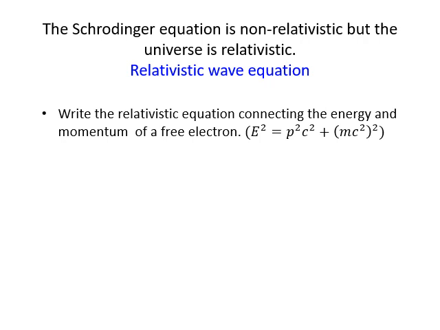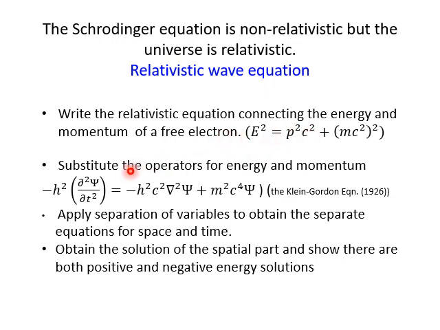And one of the simplest ways to make a relativistic equation is based upon the relationship that you already know from special relativity, that the energy of a particle squared, the total energy, is equal to the momentum squared plus the mass energy. So we can do what Schrödinger did at this point, but now we're using a different energy momentum relationship.